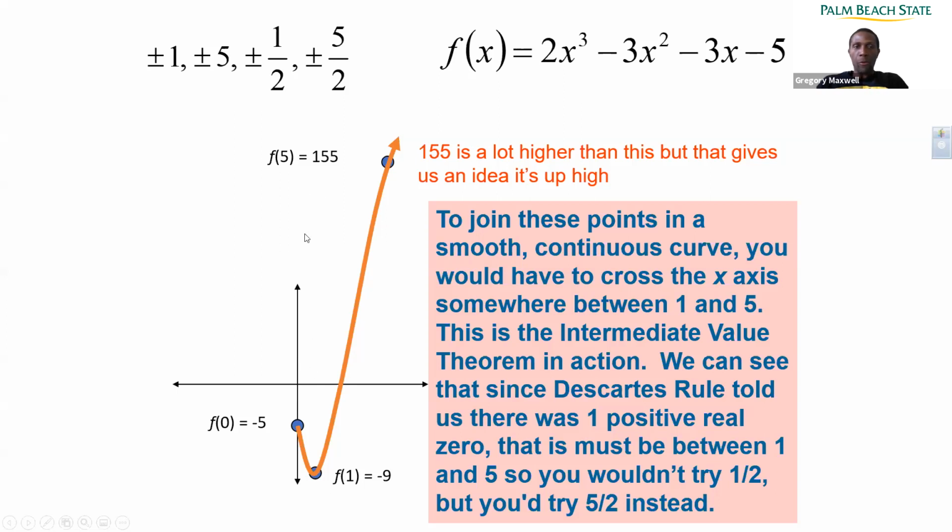In this case, when we plugged in 1, we got a -9. When we plugged in 5, we got a positive 155. That means this graph crosses the x-axis between 1 and 5. It doesn't mean it has to cross at a rational number. It may cross at an irrational number, but it will cross somewhere.